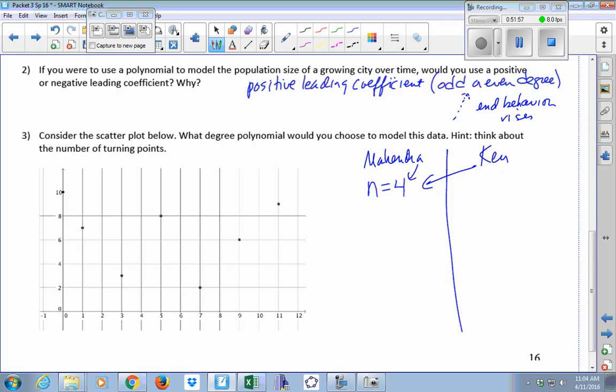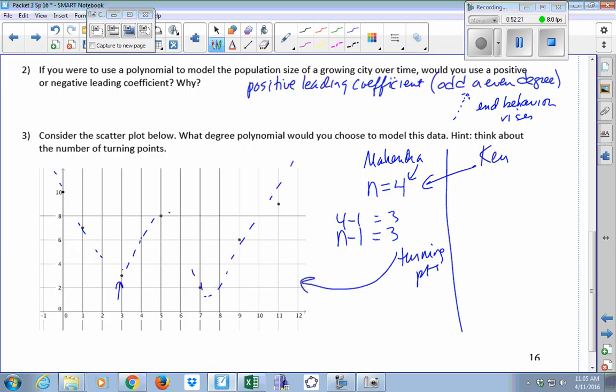Why 4? There's 3 turning points, right? And n minus 1 gives you 3, and that's the number of turning points. 4 minus 1 is 3, and that's the number of turning points. Because if you just try to sketch some type of model through this data set, it might look something like that. So you have 1, 2, 3 turning points.